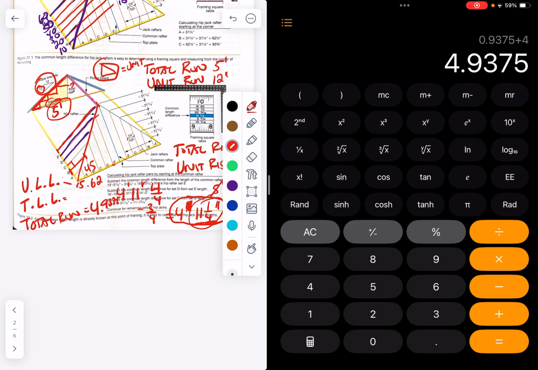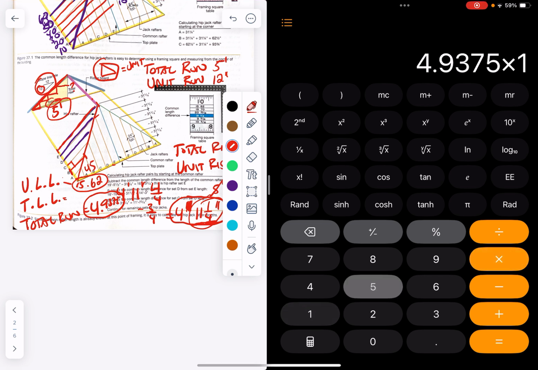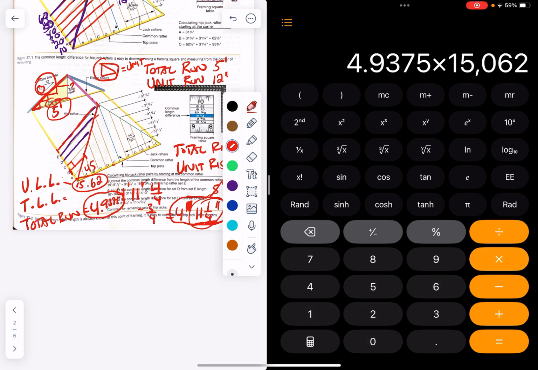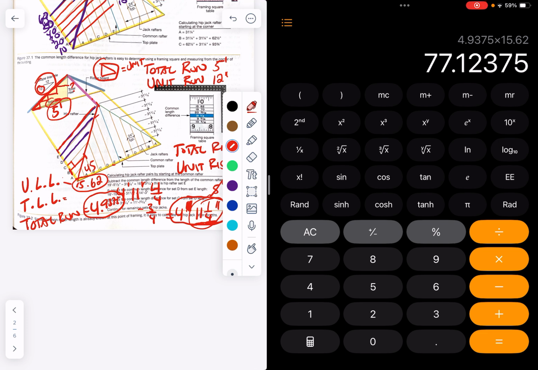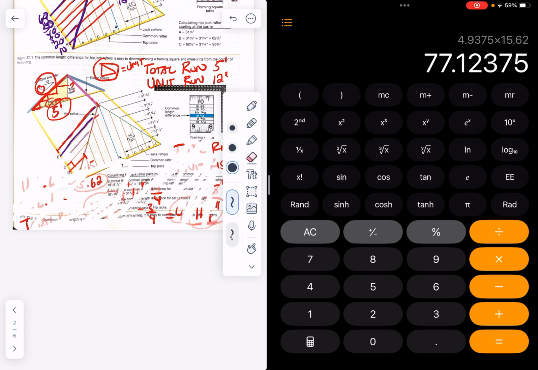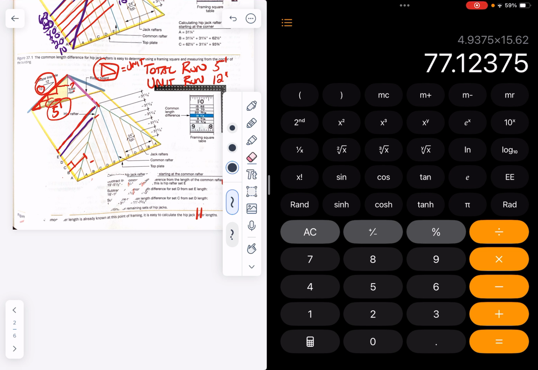So now what we do is we need to find the diagonal of that, or the total line length. So to do that, all we are going to do is multiply the total run in decimal of a foot times the unit line length to get our answer. So now we multiply times 15.62, and this number equals our total line length. So we have 77 inches.